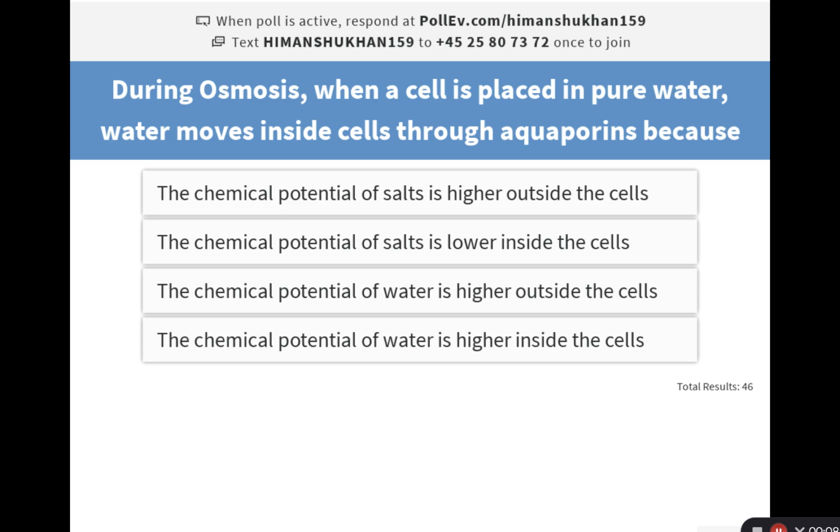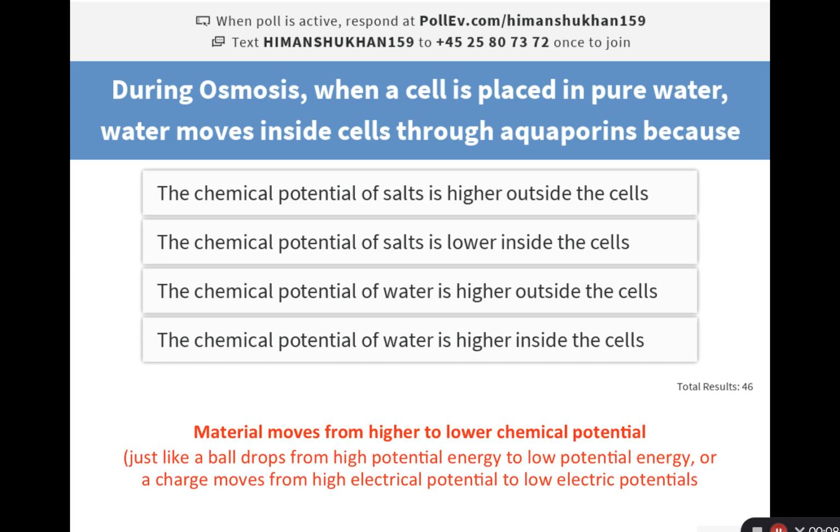So the correct answer is that the chemical potential of water is higher outside the cells. And that's why water flows from a higher chemical potential to a lower chemical potential. So this is very important to note that a compound will move from a higher chemical potential to a lower chemical potential, just like a ball moves from high potential energy to low potential energy, or a positive charge moves from a high electrical potential to a low electrical potential.